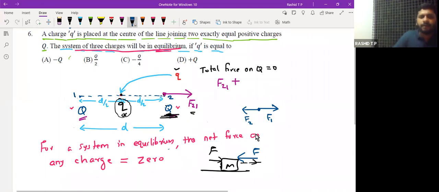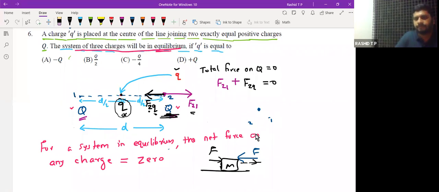Now, for the charge Q to be in equilibrium, it should get a force in this direction. Then only the net force on this charge will be 0. That force I will denote as the force experienced by charge 2 due to the small charge q, that is F2q. Therefore, we can write F21 plus F2q is equal to 0.